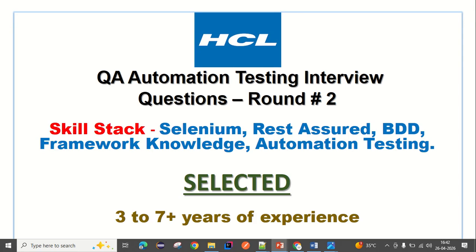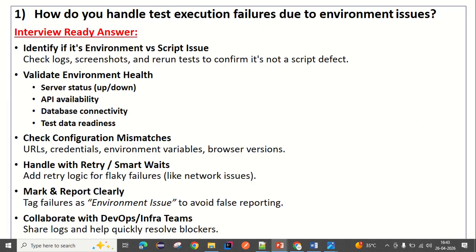Today let's discuss the HCL QA automation testing interview questions for the role of SDET 2, and these interview questions are for the round 2 interview. The skill stack required for this job role is Selenium, Rest Assured, BDD, framework level knowledge, automation testing knowledge, and manual testing concepts, agile concepts, knowledge on how to use the test management tools and other things, including AI incorporation. And the candidate has been selected, and the years of experience for this job role is 3 to 7 plus years of experience candidates are required. Okay, so let's get started with the first question.